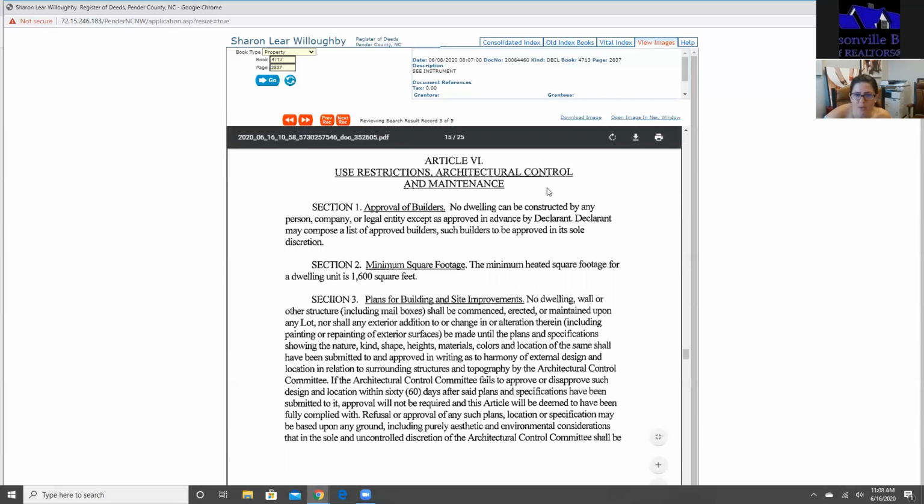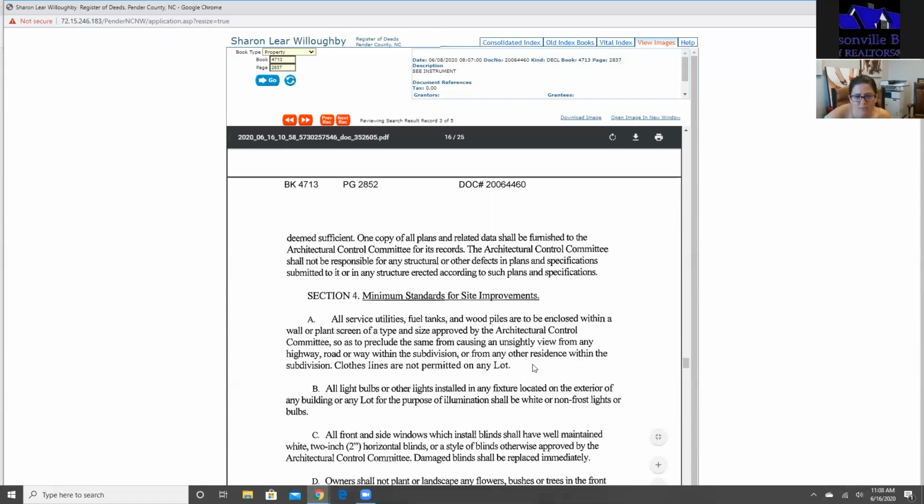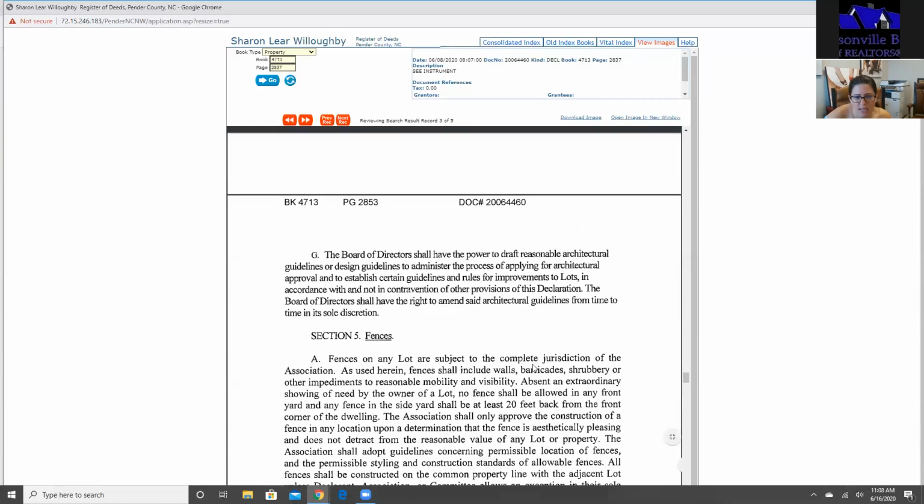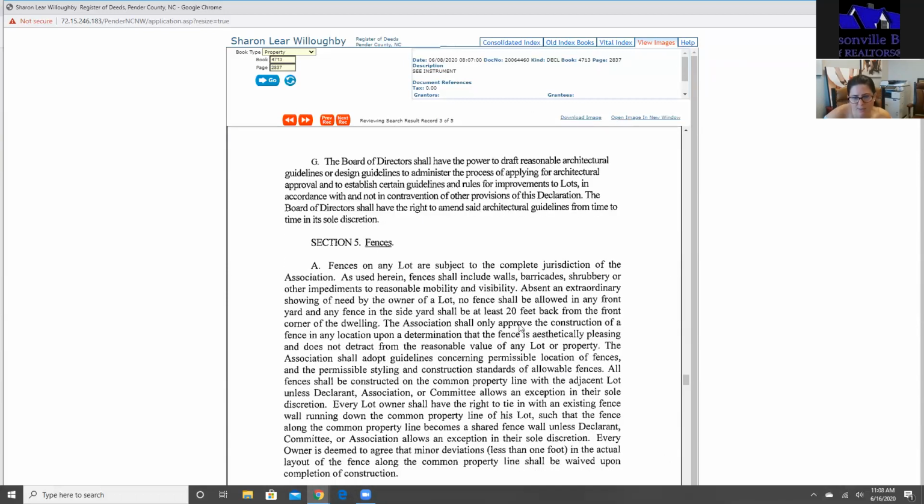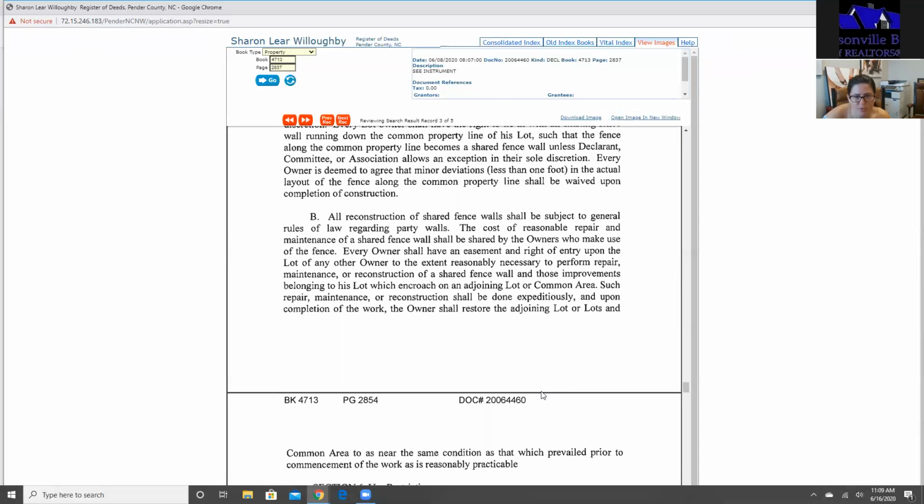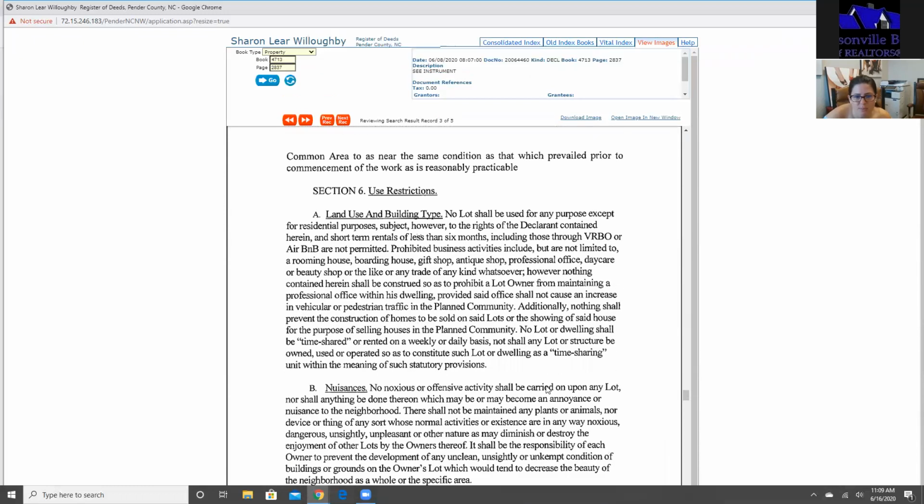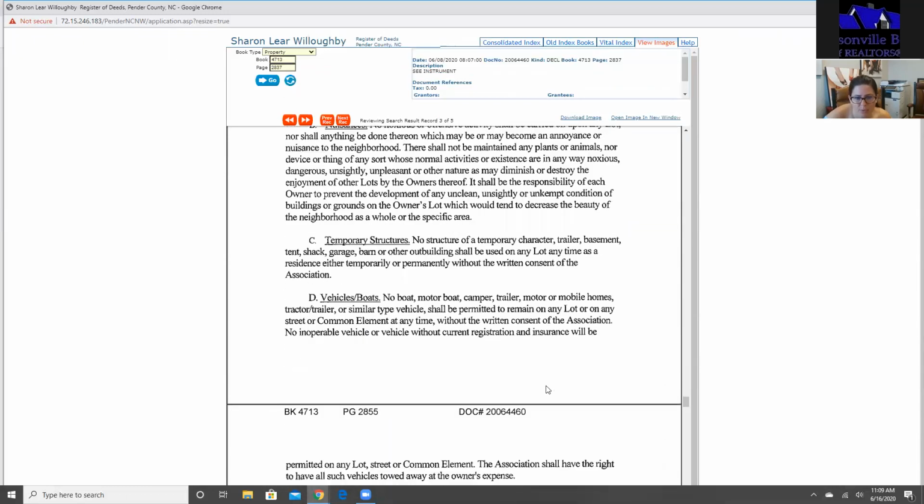But again, now we get to restrictions, architectural control, and maintenance. So you've got minimum square footage, you've got plan and site, all of these kinds of things. And now we get to fences. So no fences in front yards. If they're on the side yards, they have to be 20 feet back. So you read through all of that. Land use and building types, nuisances, temporary structures.